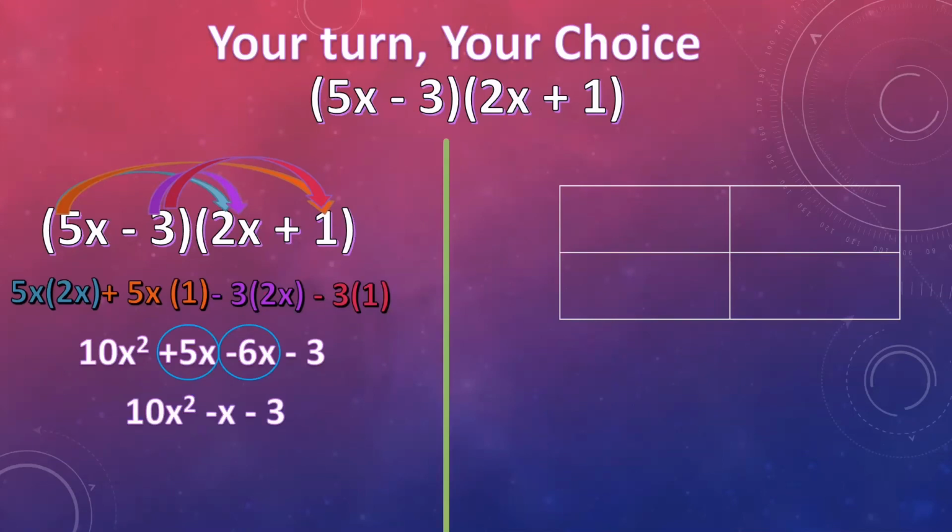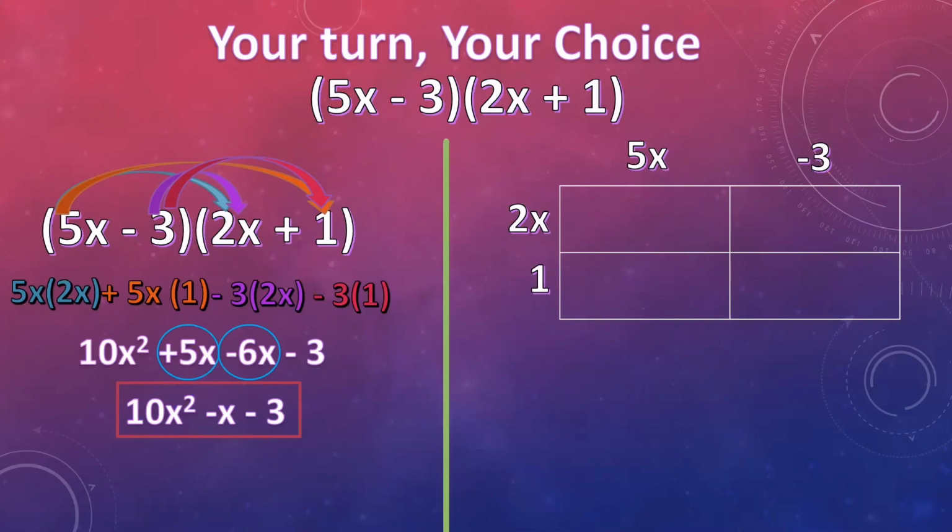Okay, those that did the box method. When we set it up, we're going to have 5x. Make sure you're writing the negative. If your binomial is subtraction, that negative needs to go with the term behind it. And then I set my other binomial up here. Now I'm going to give you advice. It doesn't matter which binomial goes where. You're still going to end up with your same answer.